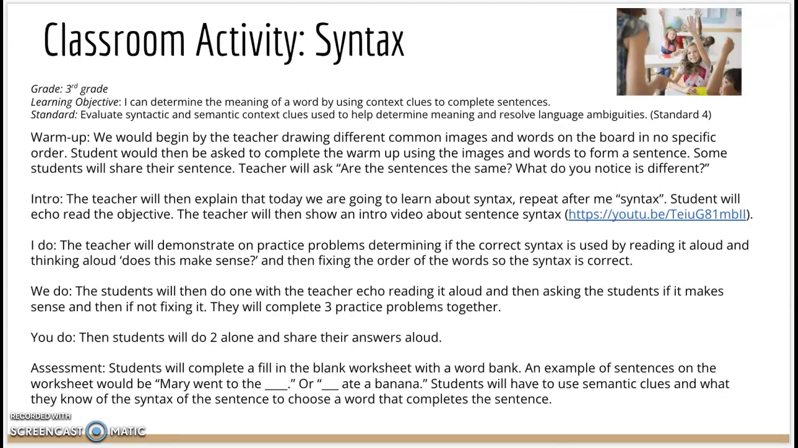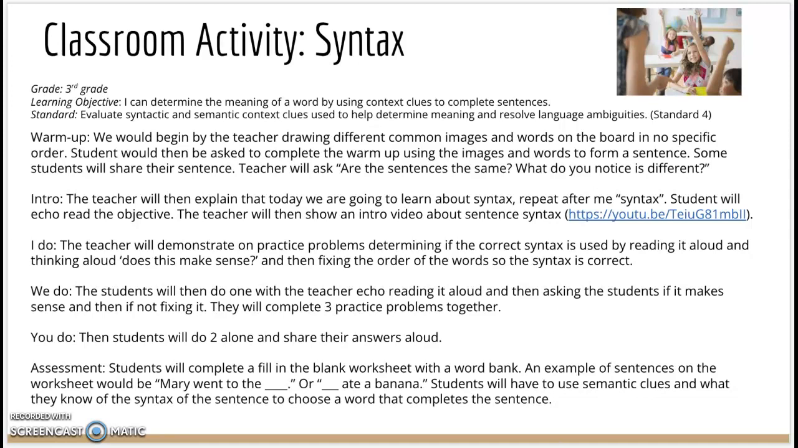The learning objective would be, I can determine the meaning of a word by using context clues to complete a sentence. And this is based on the standard Evaluate syntax and semantic context clues used to help determine meaning and resolve language ambiguities, which is standard 4.